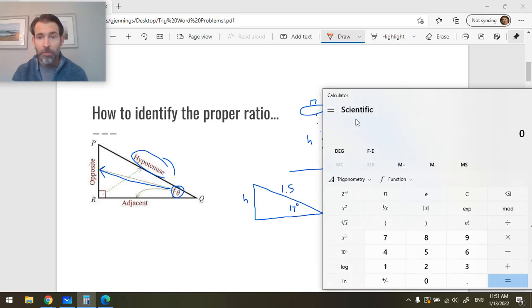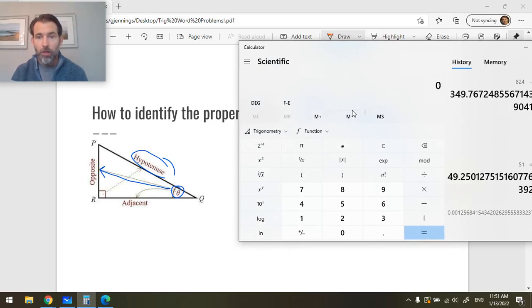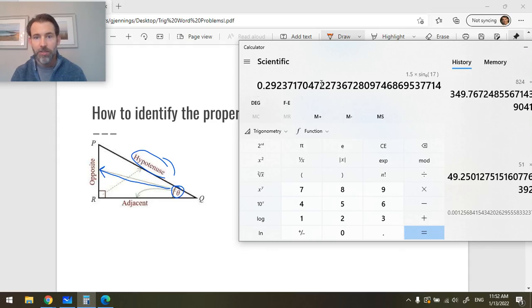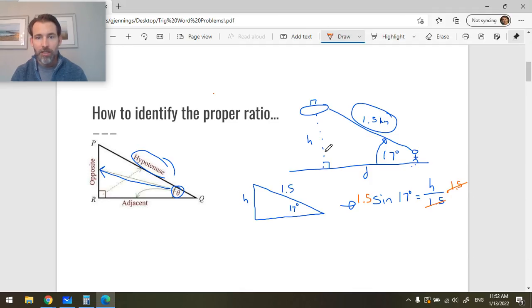So this is how I punch it on my calculator. I go 1.5 times the sine of 17. And then notice this, 1.5 times sine 17. This is the value of sine 17 here. It means 0.29. So what that's telling me is this side will be about 0.3 times as long as this. Just like I said, it's going to be shorter than that.